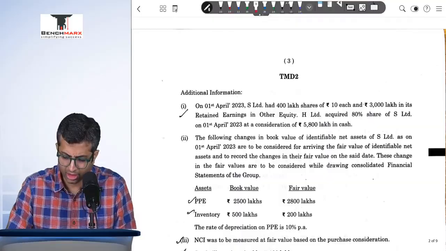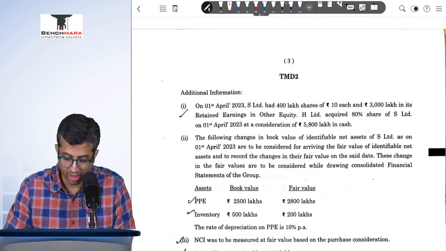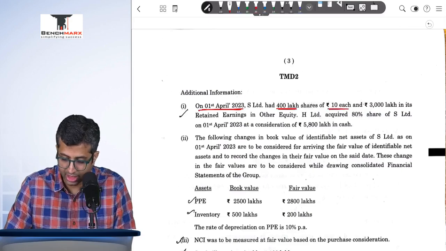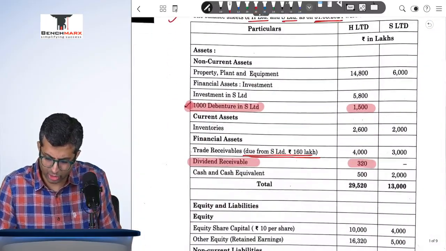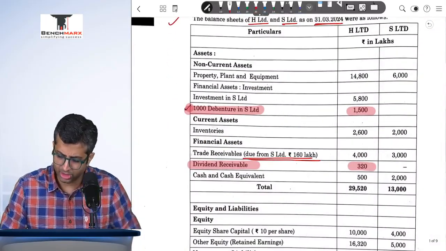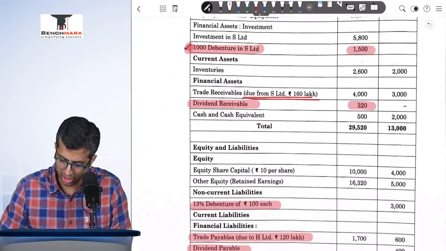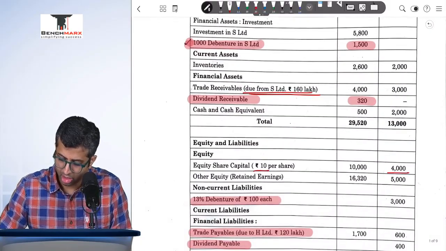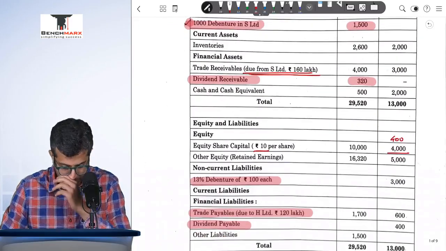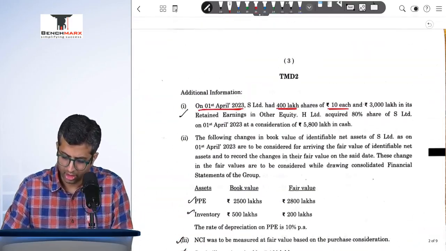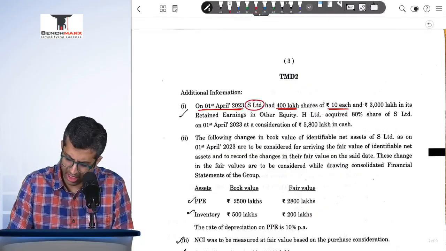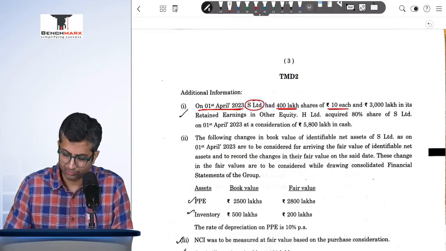Okay, going further to the additional information, on 1st April 23, S had 400 lakh shares of rupees 10 each. So this is 400 lakh shares. If I had to find the stake, how much would be the stake over here? Well, in total there seem to be 400 lakh shares in S. So on 1st April, S had 400 lakh shares only. So this is 1st April 23.